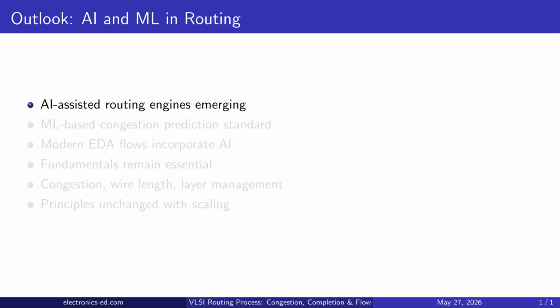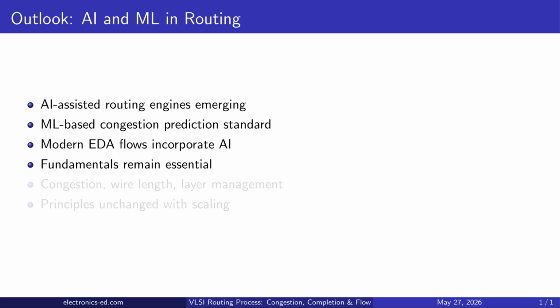AI-assisted routing engines are now emerging. Machine learning-based congestion prediction is becoming standard. Modern EDA flows are incorporating AI more and more. But the fundamentals of routing remain essential to understand. Congestion, wire length, and layer management are still key. These principles stay the same even as technology scales.